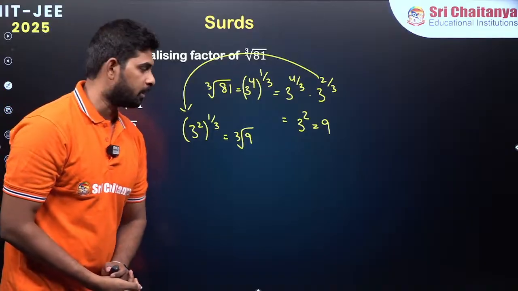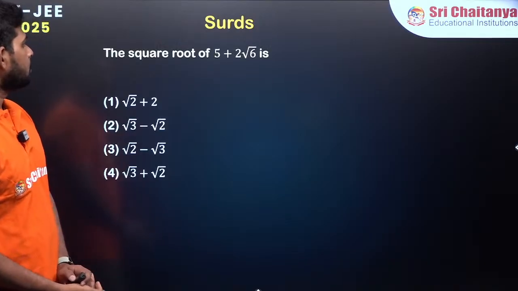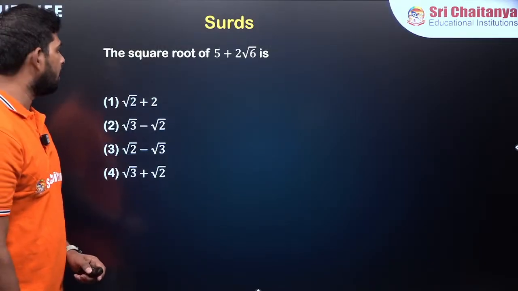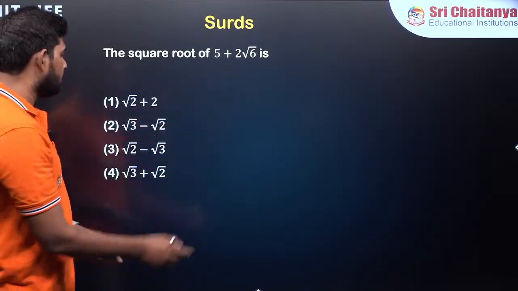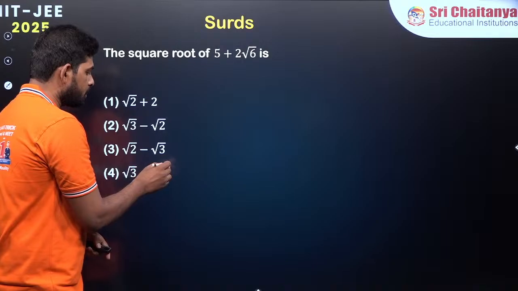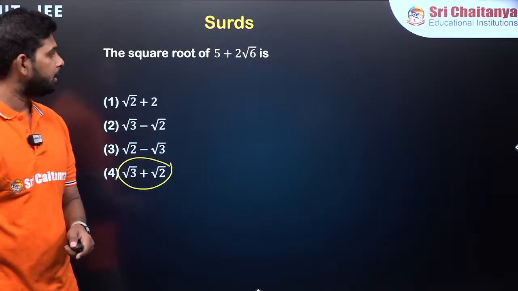9 power 1 by 3 is the rationalizing factor to get what? A rational number, right? So now again we are going to find the square root of this. Already we found this, but here plus is there. Previously I was taking minus, so in this case it is going to be what? Plus we are going to take, right?